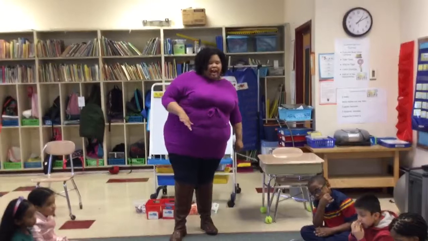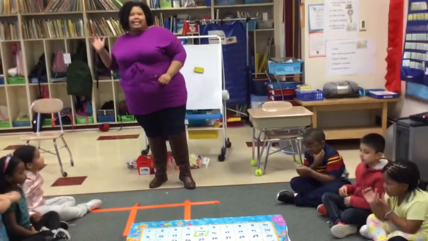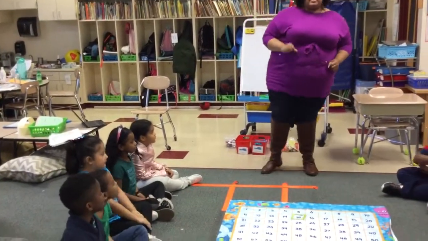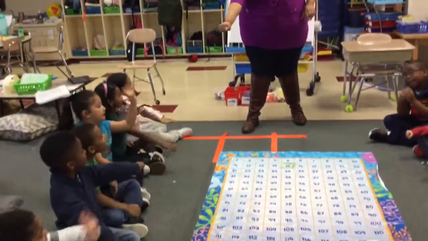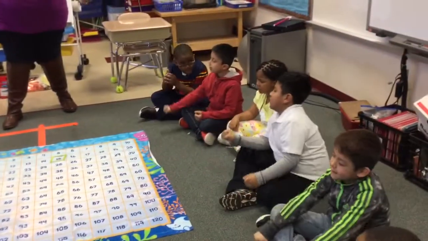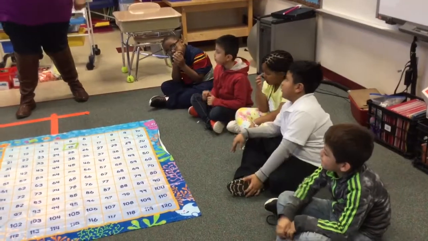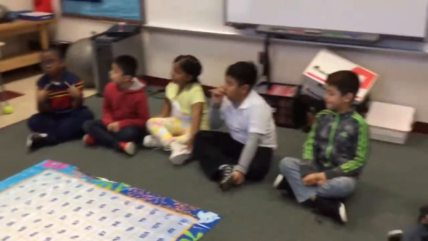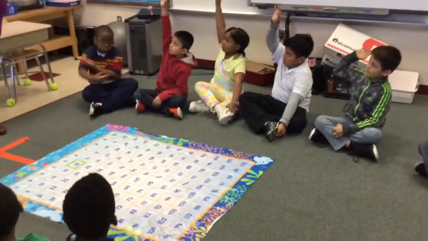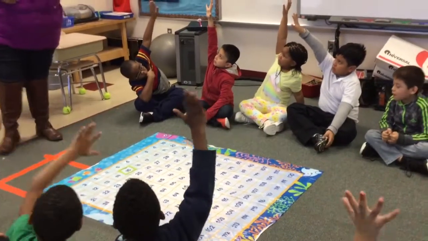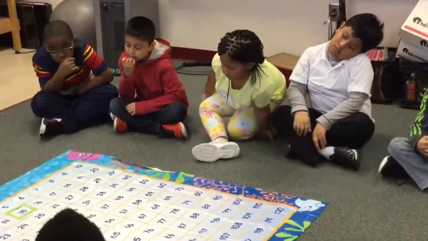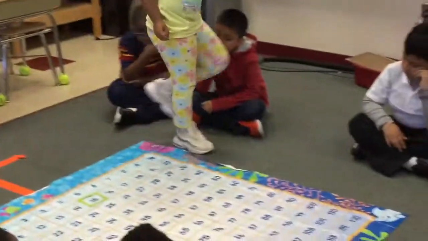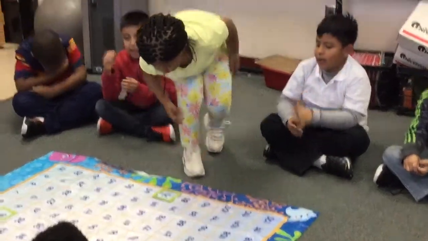Let's try another one. Let's try 70. Get ready to catch it. 70. Catch it. 70. Let's break up the syllables. 70. D, D, D. Is 70 a teen number or a decade number? A decade number. Very good. All right. Who can find the number 70 on our chart? All right, Riley. Did he get it right? Yes. Great job.